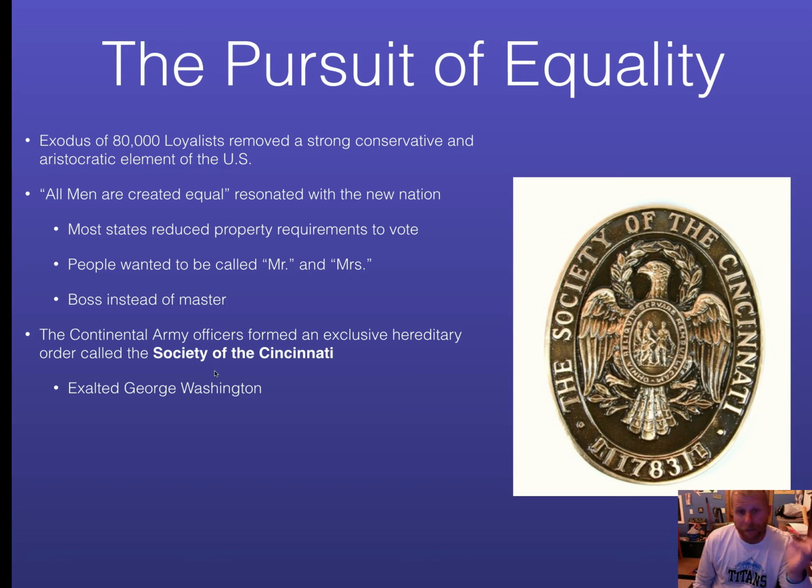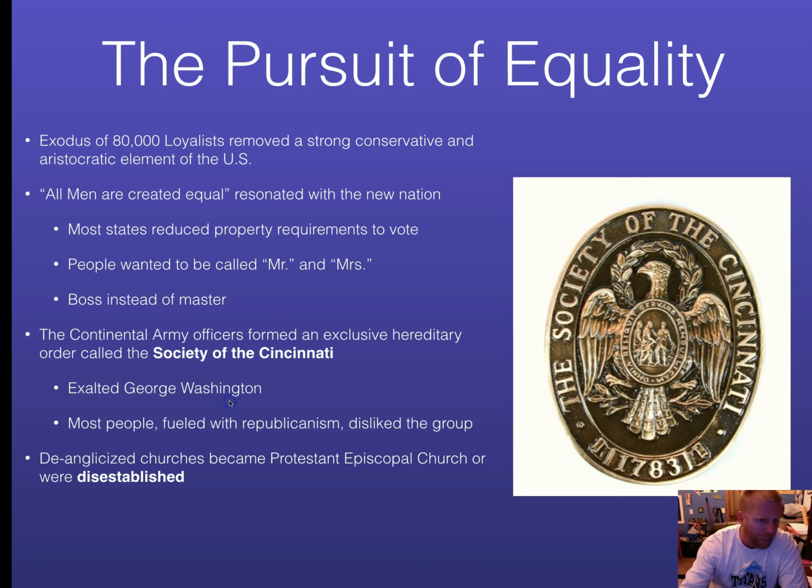But being a hereditary order kind of made them seem elitist. And Washington, who did enjoy this at first, when the public backlash against it came, kind of distanced himself from the Society of the Cincinnati. Most people fueled with republicanism didn't like this group. They saw it as aristocratic and putting on airs and whatnot.